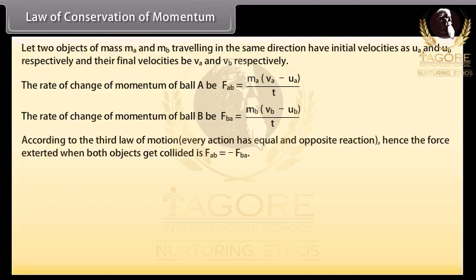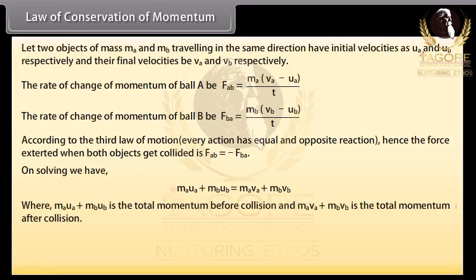According to the third law of motion, every action has an equal and opposite reaction. Hence, the force exerted when both objects collide is FAB equal to minus FBA. On solving, we have mAuA plus mBuB is equal to mAvA plus mBvB, where mAuA plus mBuB is the total momentum before collision and mAvA plus mBvB is the total momentum after collision.